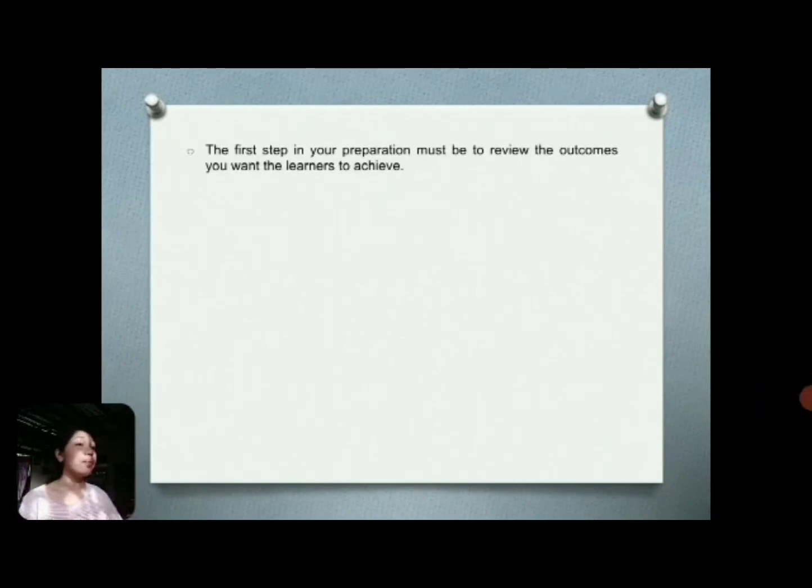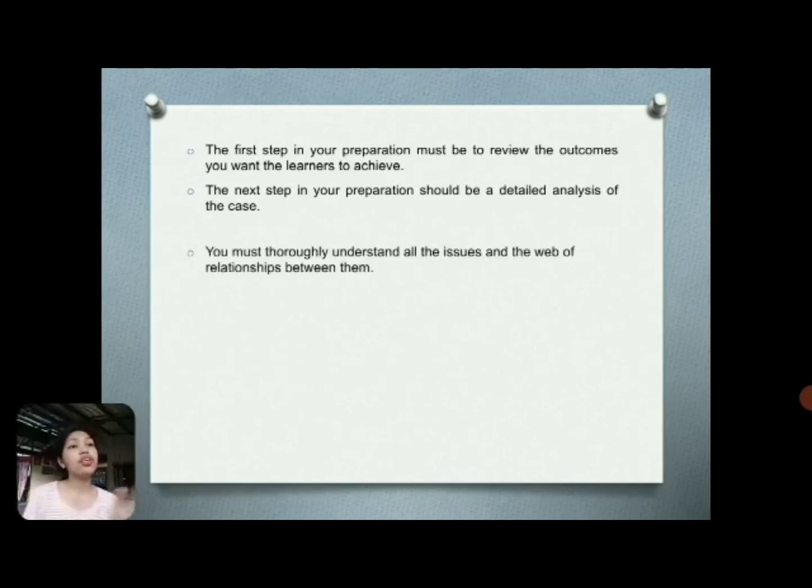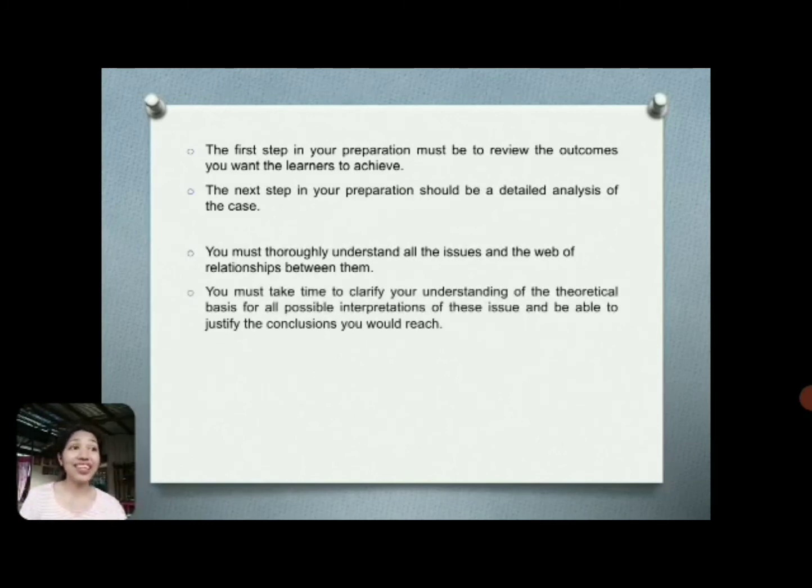Guys, always remember, the first step in your preparation must be to review the outcomes you want the learners to achieve. The next step in your preparation must be a detailed analysis of the case. You must thoroughly understand all the issues and the web of relationships between them. You must take time to clarify your understanding of the theoretical basis for all the possible interpretations of these issues and to be able to justify the conclusions you would reach. Although you will not want to impose your point of view on the students, you must be prepared to share your view with them. Hope you get it.